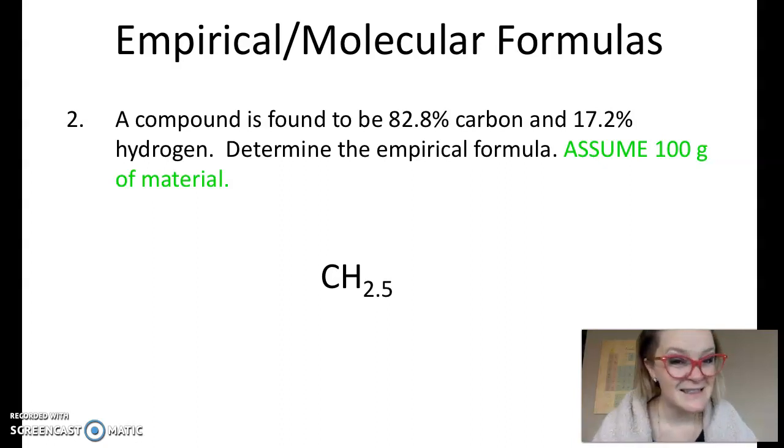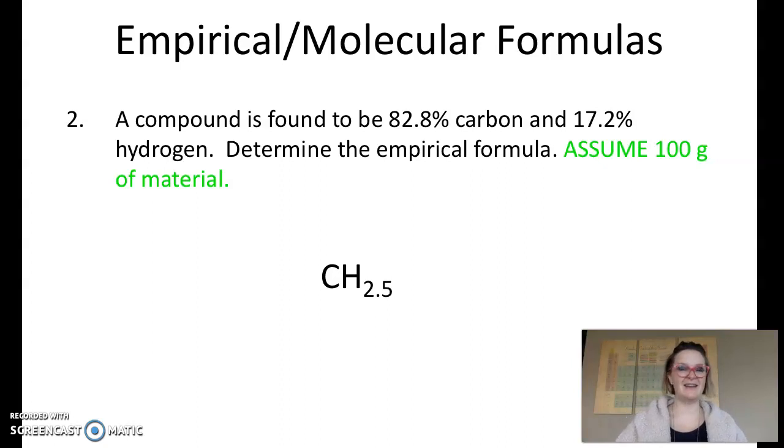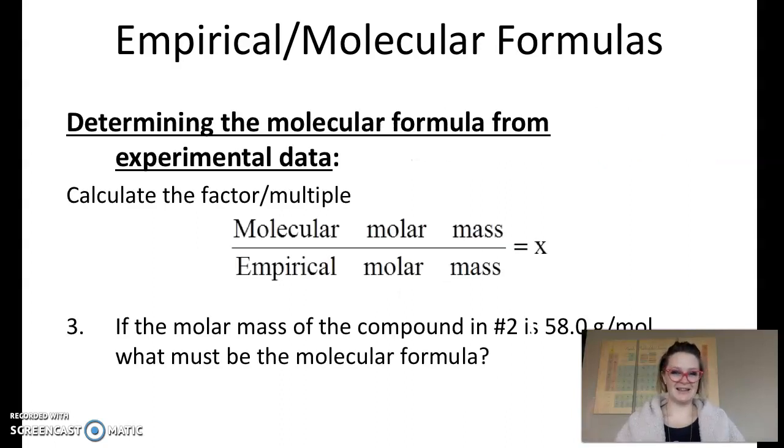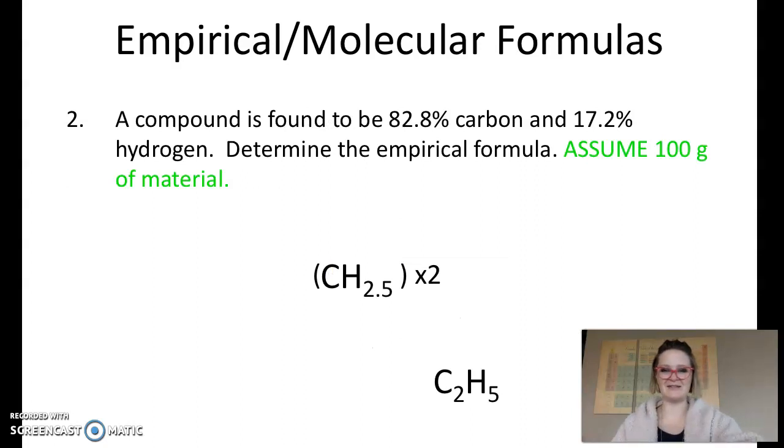But wait, can you have 2.5 of an element? You can't. So to fix that, I'm going to multiply the whole compound by 2. And then that gives me here C2H5 as the actual formula. We all right? Okay.